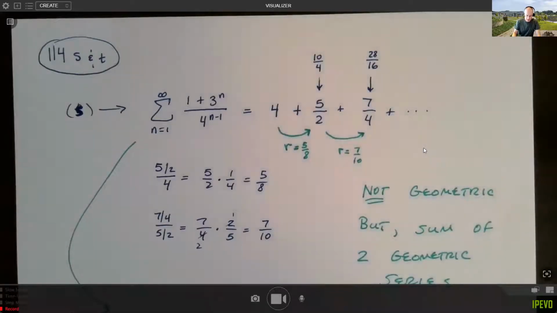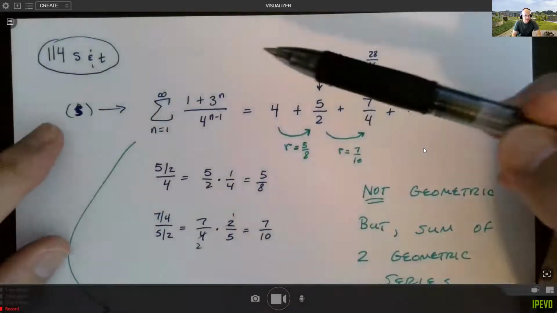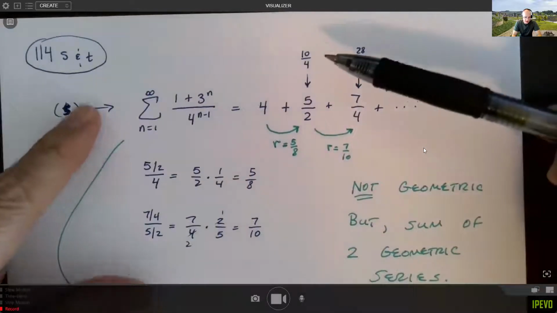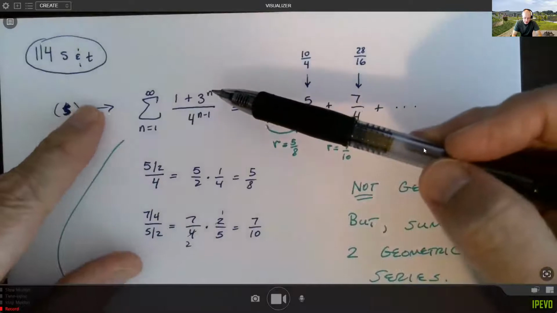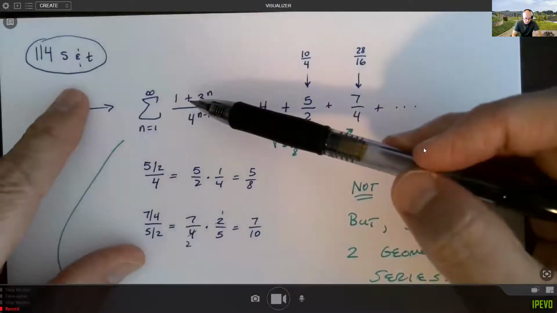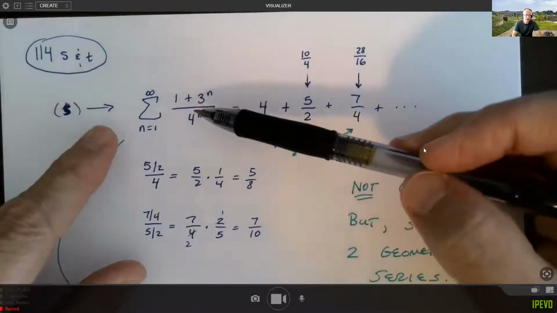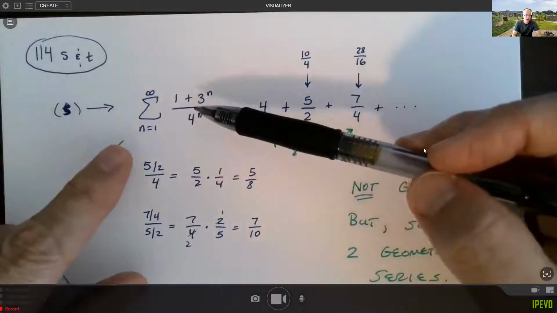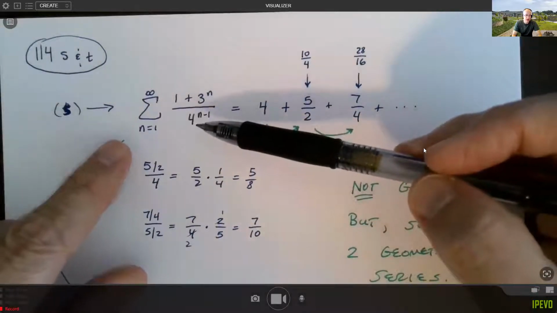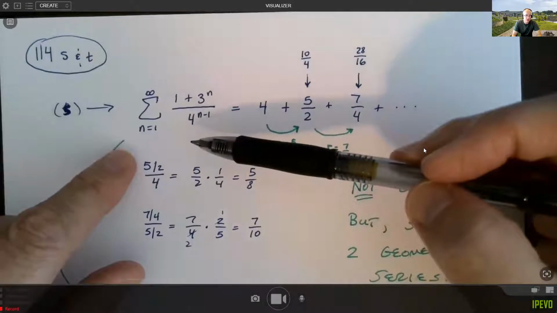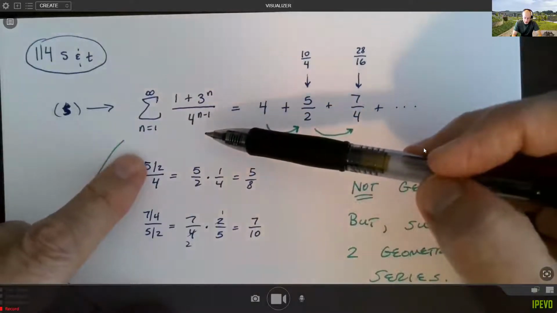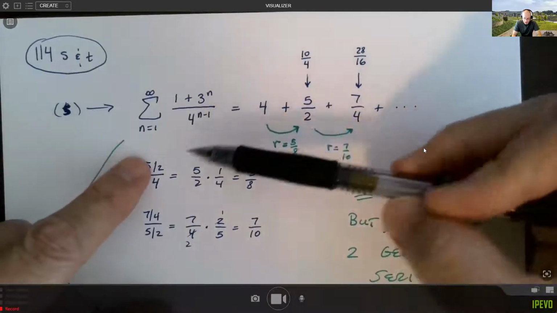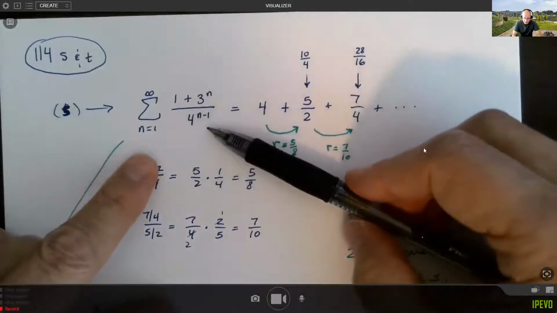Let's talk about 114, S and T, the last two in that list. Kind of misled you a little bit. I didn't mean to. These last two series are actually not geometric, but they're going to be the sum of two geometric series. I did one like this in the lecture video. If you look at part 2 for this section on geometric series, section 10.2.